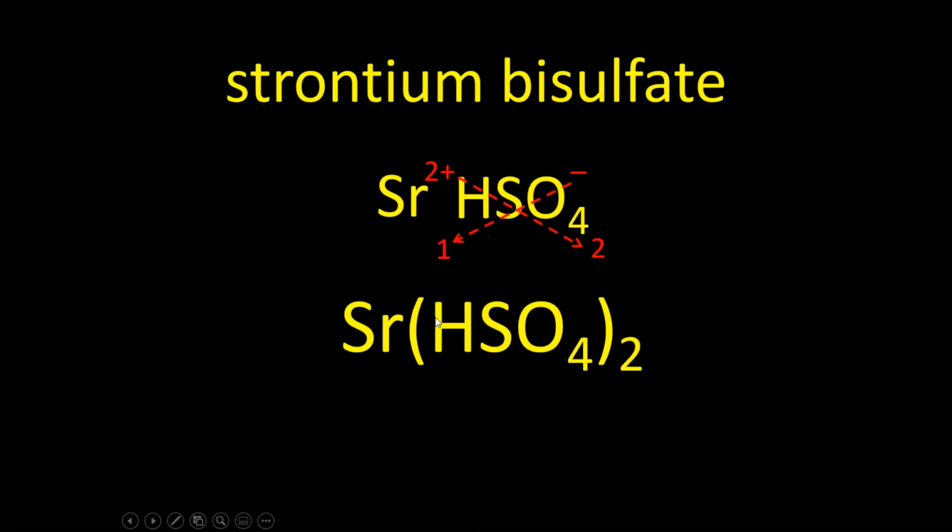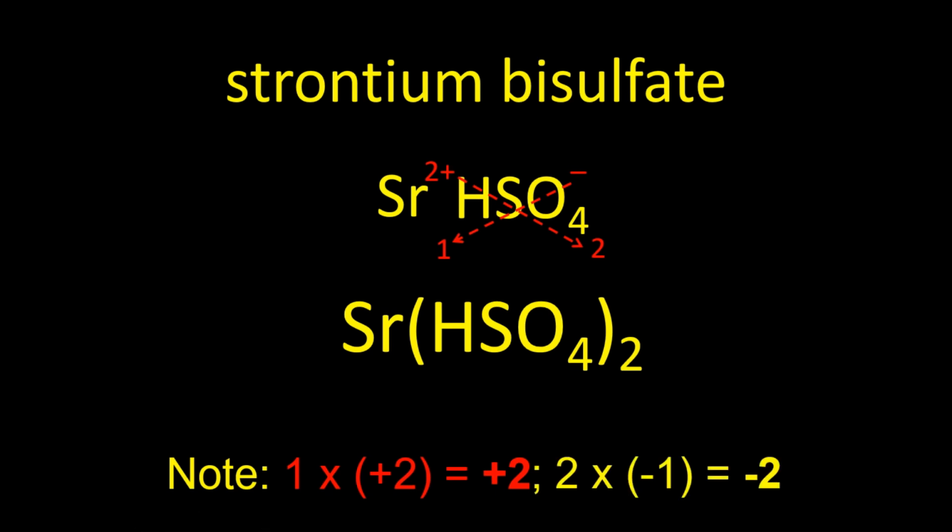So here's the overall formula for this compound: Sr(HSO4)2. We had to put parentheses around there for doubling something. We have to double everything in there. That's why we had to put the parentheses. So notice this time we knew the strontium had a +2 charge. It's a group 2 metal, so it always has a +2 charge. And we needed 2 bisulfates that each had a -1 charge to cancel the positive. So we got a +2 and a -2 to make 0.